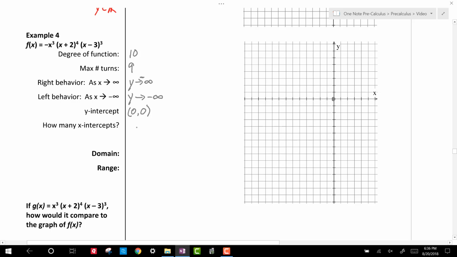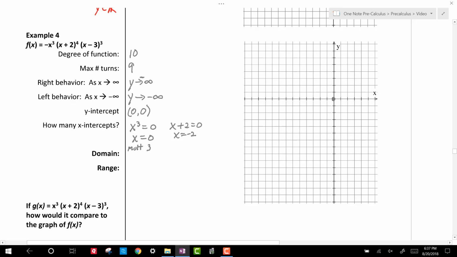Take each factor and set it equal to 0. So x cubed equal to 0. If you cube root both sides of that, x has to be equal to 0. So there's that x and y intercept match right there. x plus 2, oh, by the way, this is a multiplicity of 3. x plus 2 equal to 0. You solve that, you get x equals negative 2.